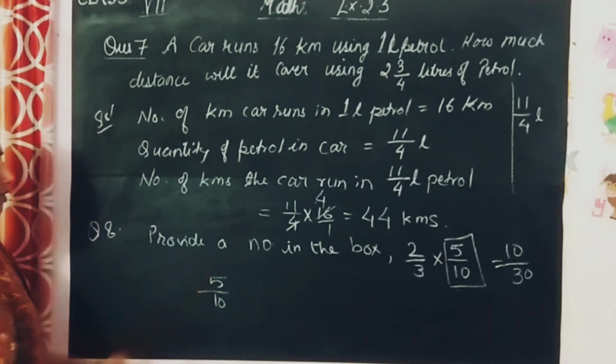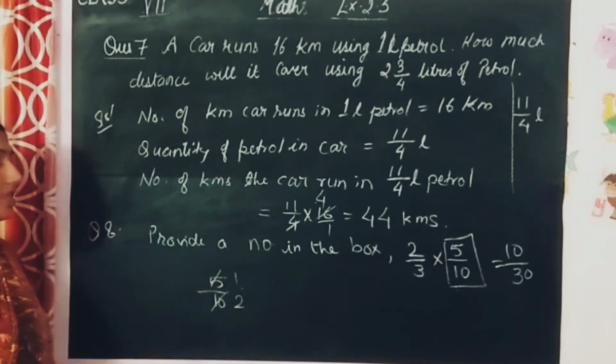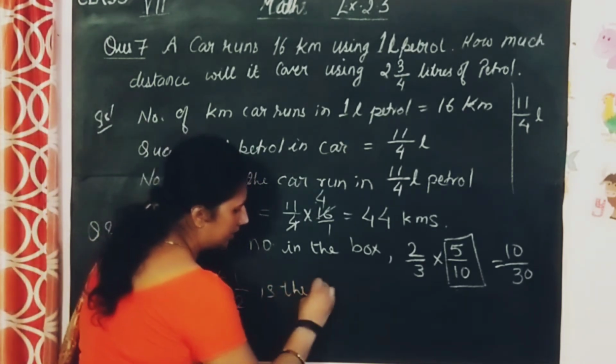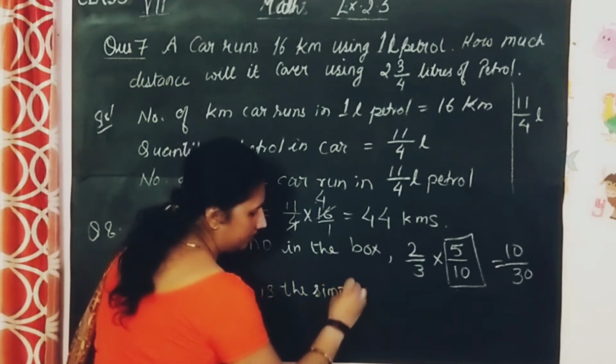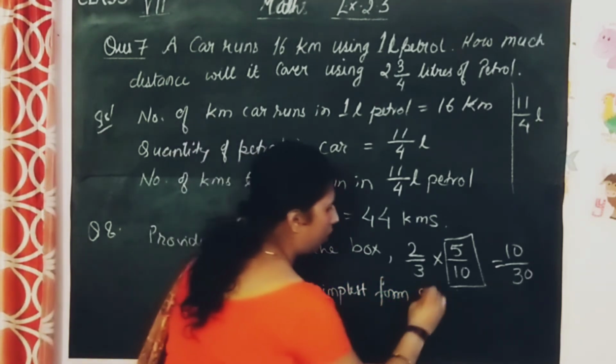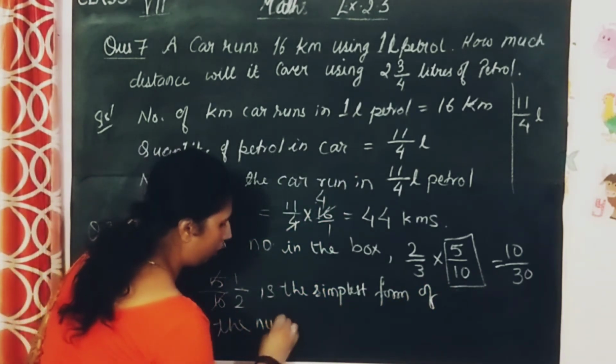Now the second part of the question: the simplest form of the number obtained. Which number did we obtain? 5 by 10. What is the simplest form? 5 ones are 5, 5 twos are 10. So the simplest form is 1 by 2. So 1 by 2 is the simplest form of the number obtained.